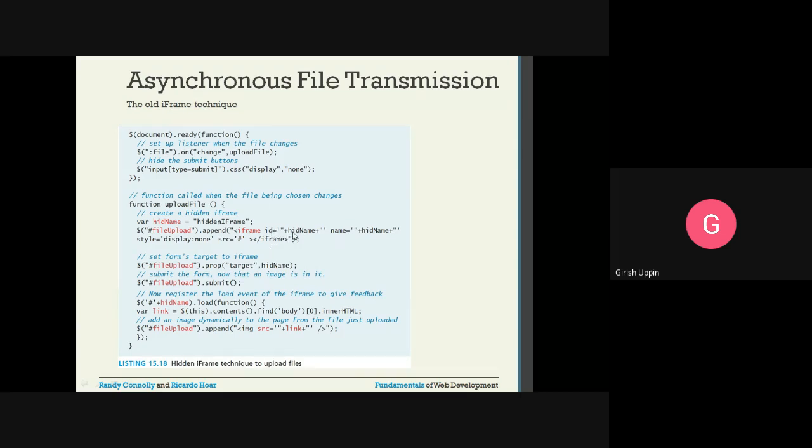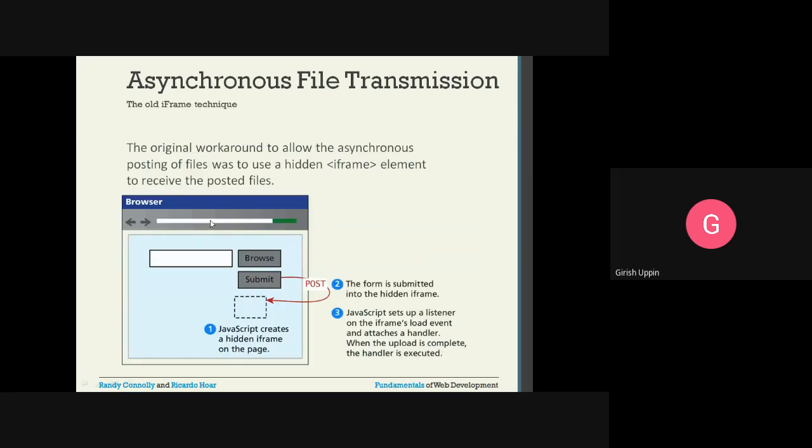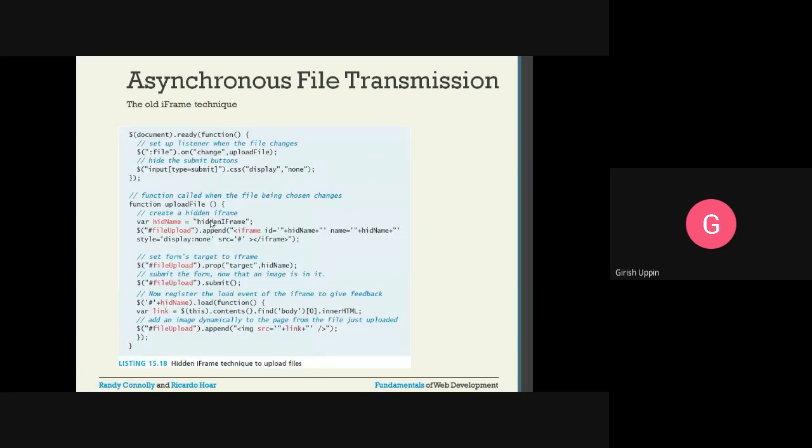Iframe, beginning of the iframe, end of the iframe. Iframe has all the information. ID is there, name, hidden name. Hidden name is nothing but hidden iframe. That is the name given for the ID, as well as the name, style.display none and src hash. So that is added, that will be appended to the file upload. Where is that file upload? This is the file upload. This will be appended here as a last child.